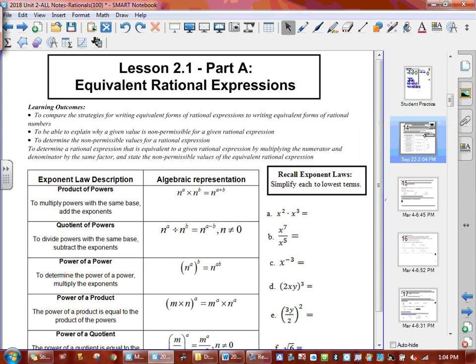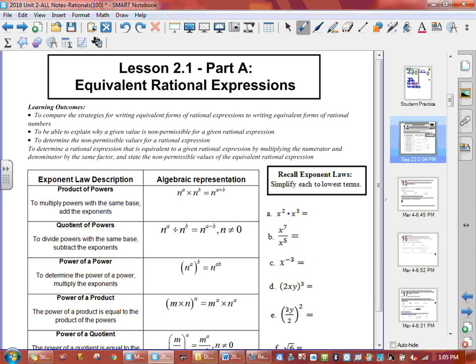Okay, this is Unit 2, Lesson 2.1, Part A. We're going to talk about equivalent rational expressions. So we have to first of all recall our exponent laws. When we deal with exponents, we have specific rules we need to deal with. An example of our first one: when we've got same base, we're going to add exponents, but we can only do that if it's a multiplying situation.